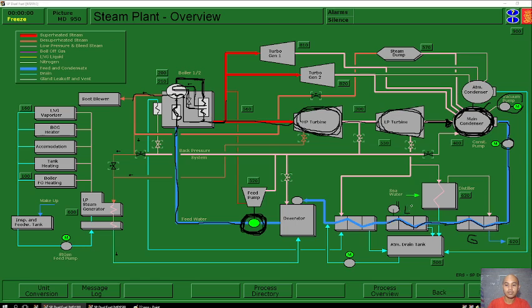Ito, low pressure feed heater, and then dadaan siya ng atmospheric drain line. Yun, atmospheric drain line, and then pupunta ng deaerator. I-separate natin yung air, at pag tubig na lang natira, hihigupin ulit yung tubig ng ating feed pump.